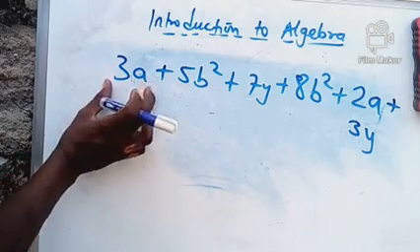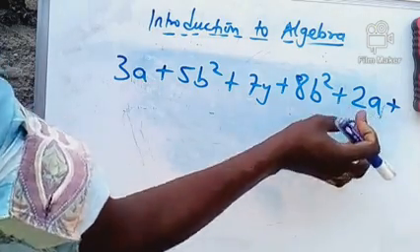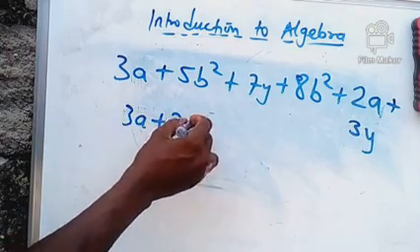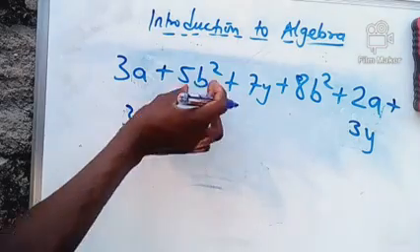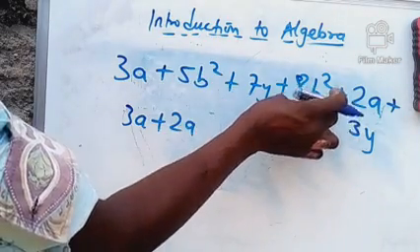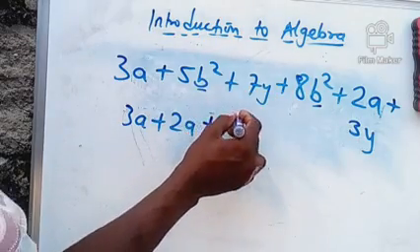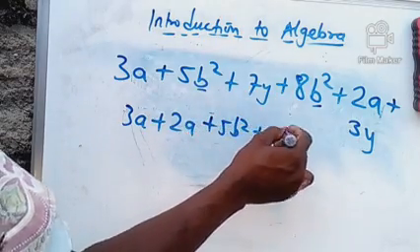You can see that we have 3a here and we have 2a there. So we can collect these two like terms together. So we have 3a plus 2a. Which other like terms can we see? We have 5b squared and 8b squared. See the like terms here? b squared, b squared. So we collect them together. We have 5b squared plus 8b squared.